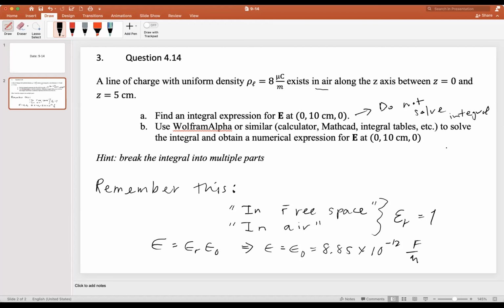Is it 10 centimeters for z-axis or y? Oh, pardon me, yes, thank you. It is on the y-axis. X, Y, Z. Thank you for that. So find it on the y-axis. And then in part B, do use some tool to solve this. Whatever tool is your choice.